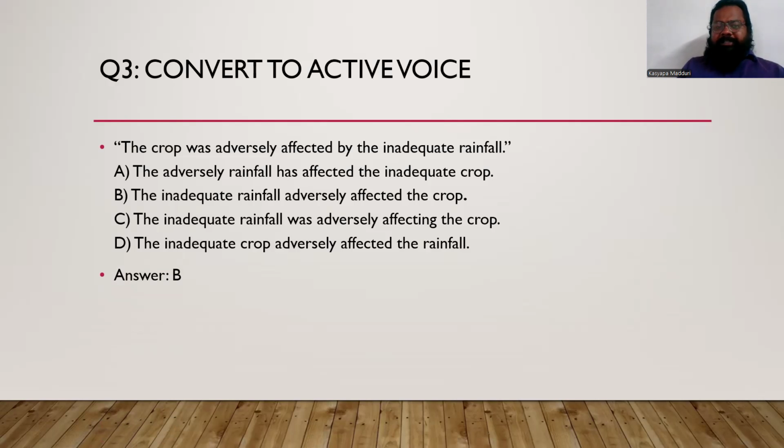Now, let us see why option C is the wrong answer. The inadequate rainfall was adversely affecting the crop. Now, there is an ing form in this sentence. So, we need to check whether the main sentence that is given to us also has the ing form. Does it have the ing form? No. So, here also we should not have the ing form. Option D, the inadequate crop adversely affected the rainfall. The crop does not affect the rainfall. The rainfall affects the crop. So here the meaning of the sentence has changed, right? The object and subject have reversed their roles. So again, it is a wrong answer.